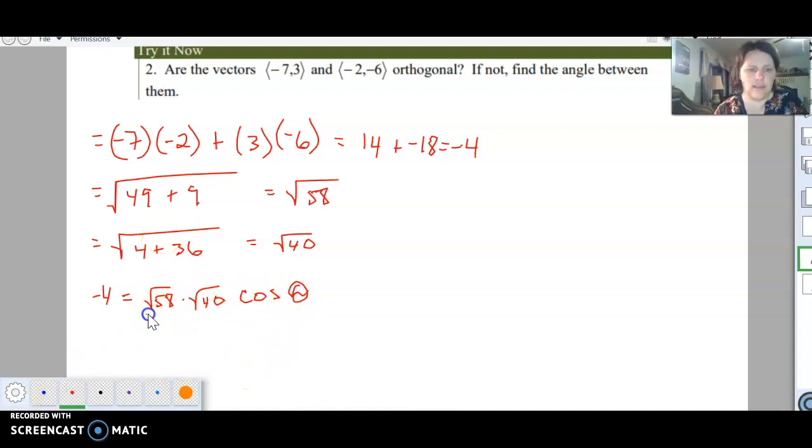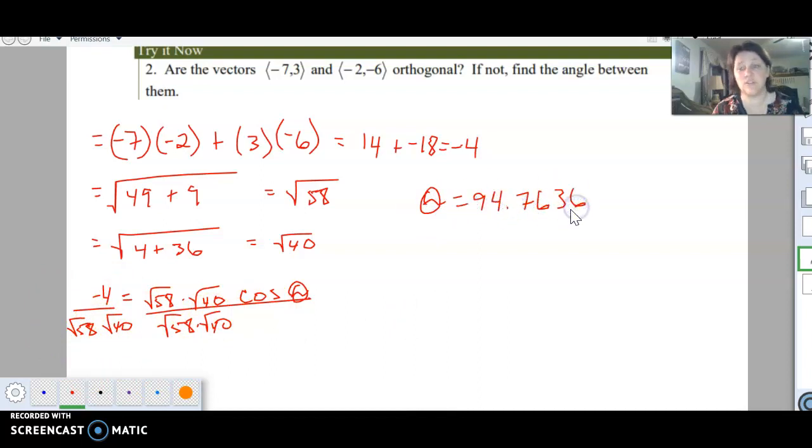Okay, so in calculating that, I divided both sides by square root of 58 times square root of 40. And then I took the arc cosine of this value over here. And then I get theta is equal to 94.7636. So this is really close. It was very close to being orthogonal, but it was not, off by a few degrees. So our answer would be no, not orthogonal on this one.